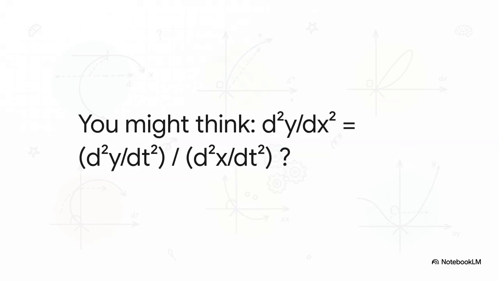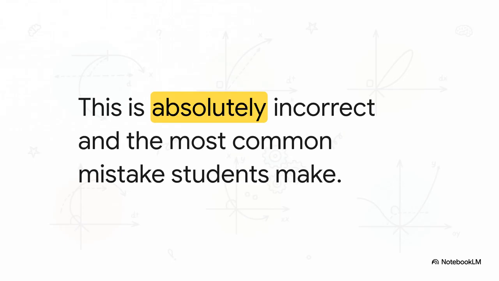This is the trap. It seems so logical, doesn't it? Just take the second derivative of y with respect to t and divide that by the second derivative of x with respect to t. I mean, it feels like it should work. But it is absolutely 100% wrong. Seriously. Doing this will get you the incorrect answer every single time. It's probably the single biggest mistake people make with parametric derivatives.